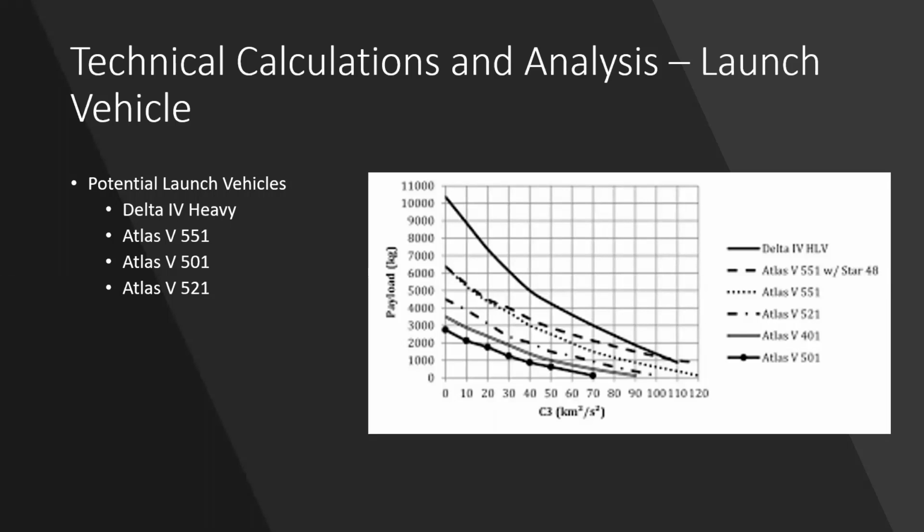The launch vehicle that was chosen was narrowed down to one of these four: Delta 4 Heavy, Atlas 5551, Atlas 5501, and the Atlas 5521. This graph on the right compares those and a little bit more options in order to give us a rough guess as to which launch vehicle would be optimal for our C3 value.